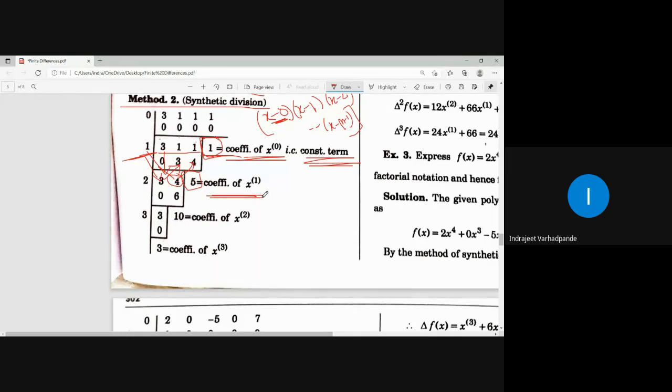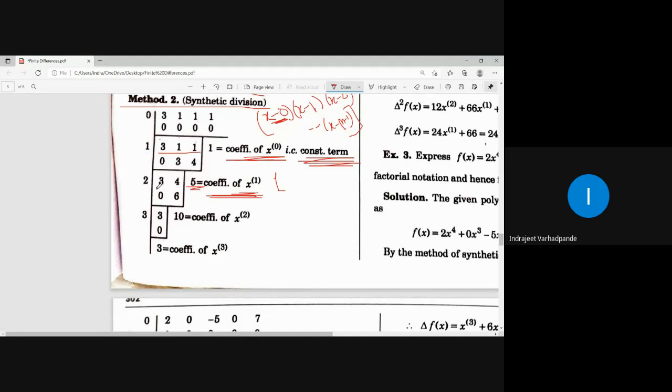This will be called the coefficient of x to the power 1 factorial. Go in increasing order. x to the power 0 factorial is the coefficient of the constant term, because x to the power 0 factorial is always 1. Next, this particular remainder will be the coefficient of x to the power 1 factorial. This division is over.